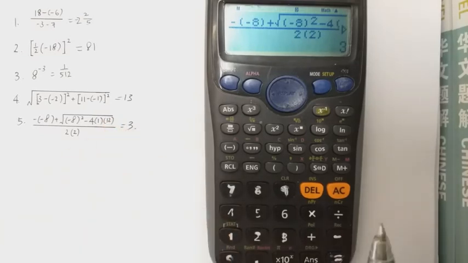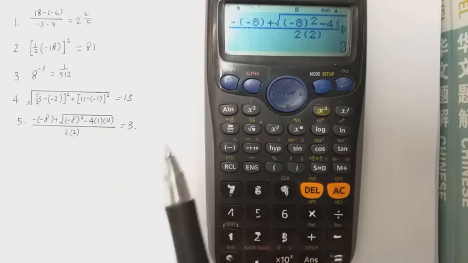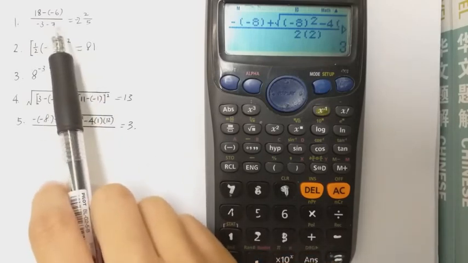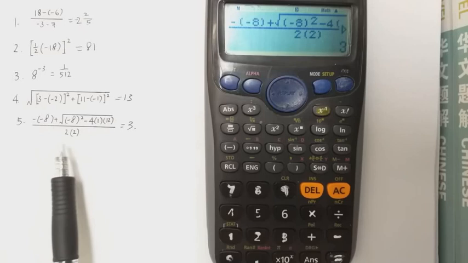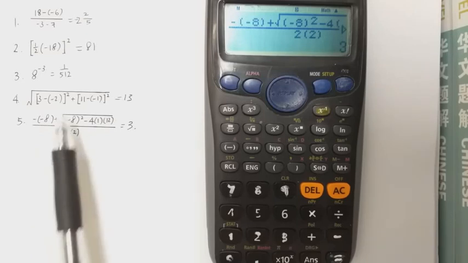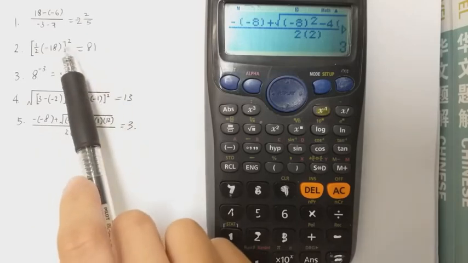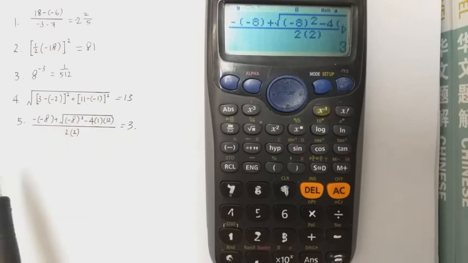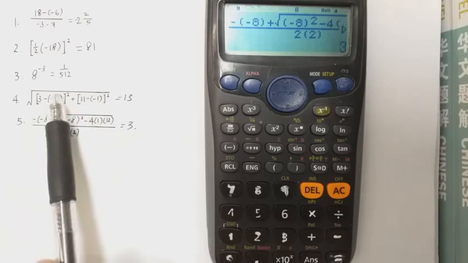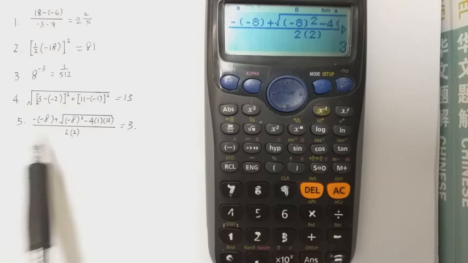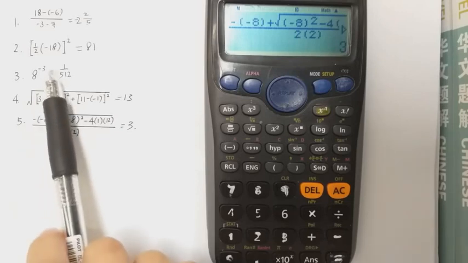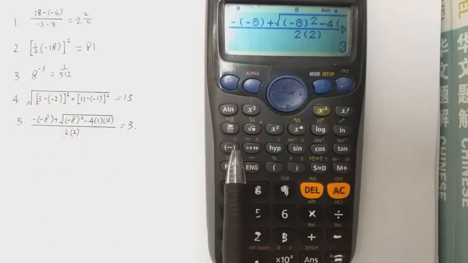So I hope that through this video, we have completed the 5 examples. You will know how to key in your fractions, which we have seen in example 1 and example 5, your powers, which we have seen in examples 2 and 4, and your square roots, which is in example 4 and 5. Negative power, make sure you know how to key in as well. Don't forget that your negative sign is over here.